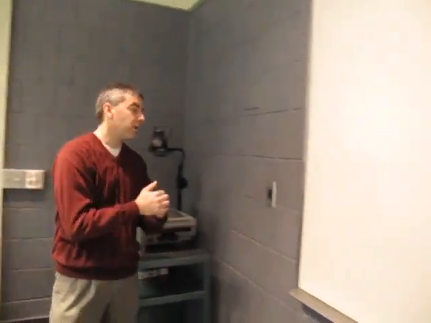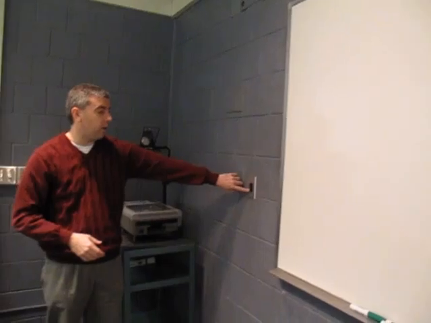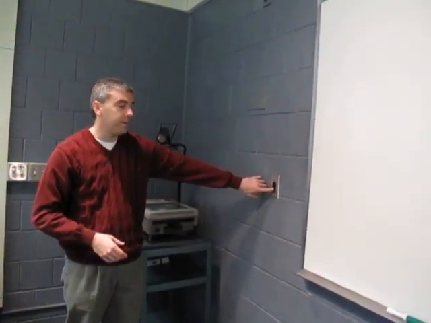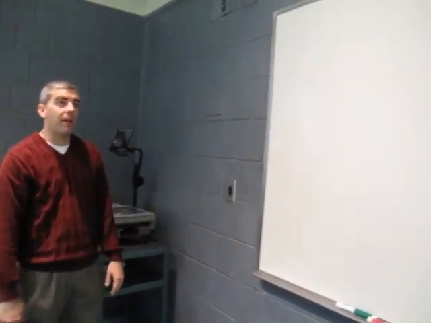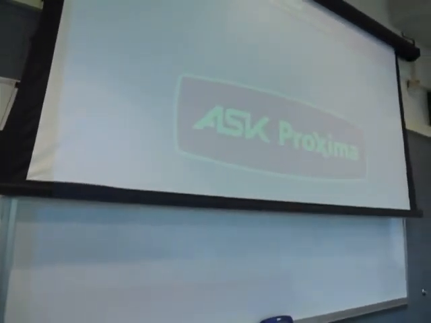So while it's going through its boot up system, I'm going to show you how to lower the screen. The screen is an electronic screen. It's got an up and a down button located on the wall here. I'm going to press the button down. That's going to start the screen coming down. And when it gets into the position I want it to, I'm simply going to click it back to the middle or neutral position so that it's ready to go.